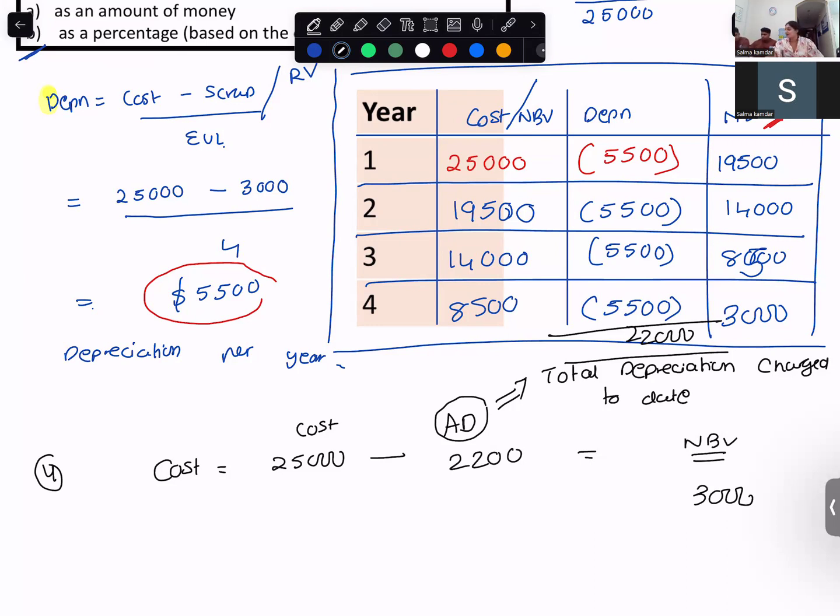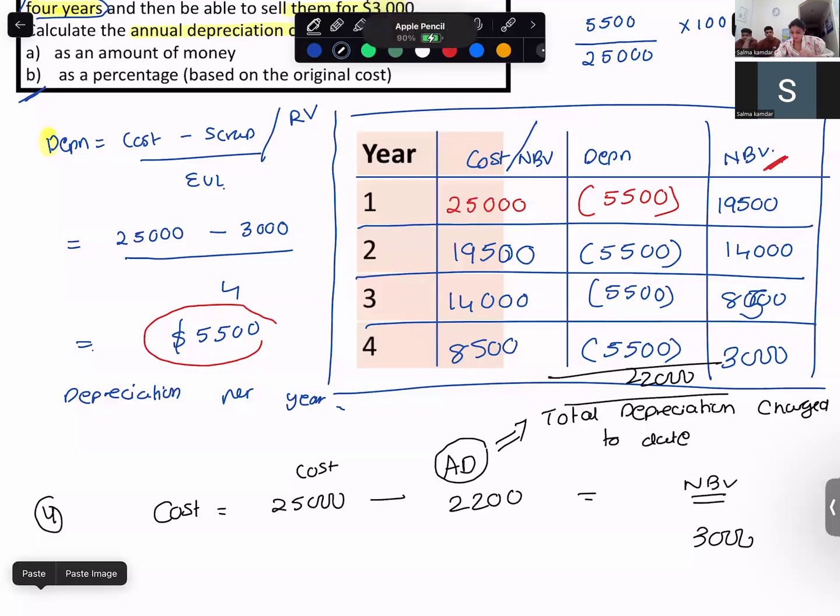I want you to solve this sum. Solve how you arrive at the depreciation. Write it. Do it 2-3 times so that you get a hang of it. And then go to question number 2 and question number 3. Okay, I'm waiting.